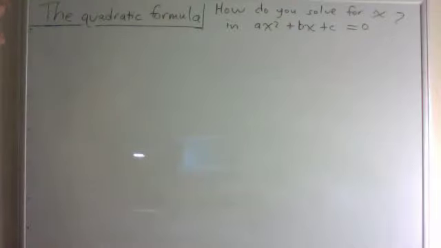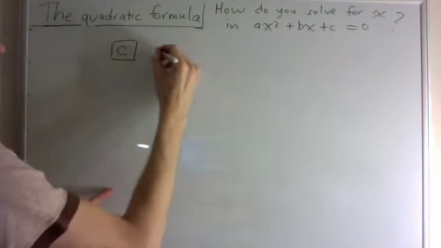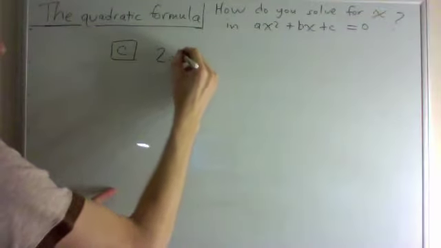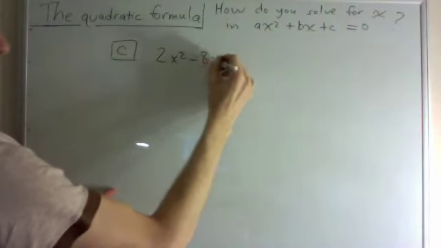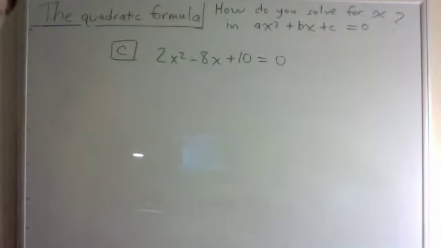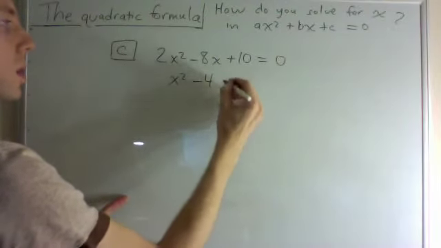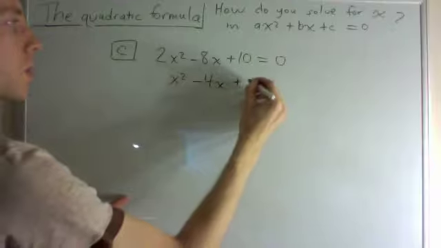The next equation I'll give you is equation C, 2x squared minus 8x plus 10 is equal to 0. Well, I noticed that I can divide by 2 at least. That simplifies the equation a little bit. x squared minus 4x plus 5 is equal to 0.